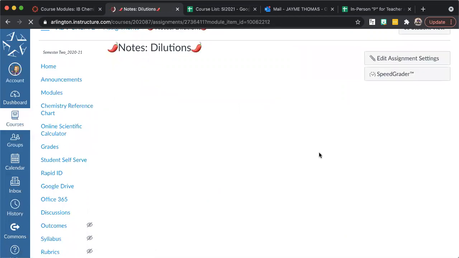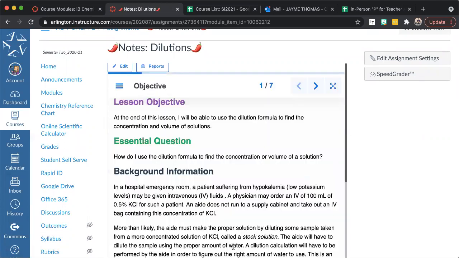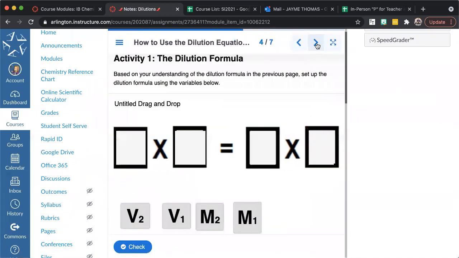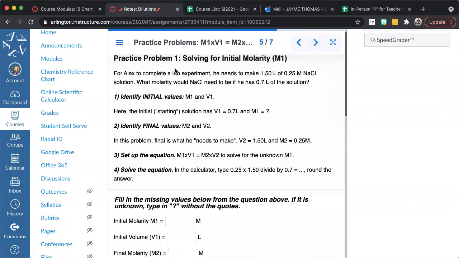The last part is actually practice problems where you're going to be given numbers, you're going to be given concentrations and volumes. And your job is to figure out how to arrange the equation and then plug the numbers in and solve for it. So for example, this one says practice problem number 1, solving for initial molarity or M1. For Alex to complete a lab experiment, he needs to make 1.50 liters of a 0.25 molar NaCl solution. What molarity would the NaCl need to be if he has 0.7 liters of the solution?